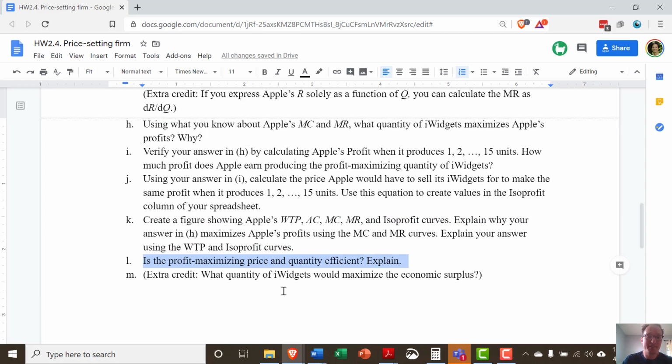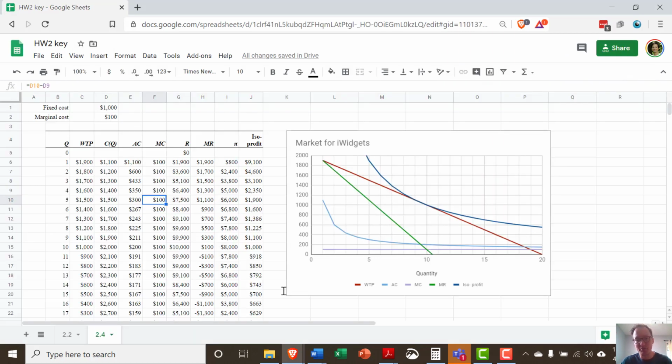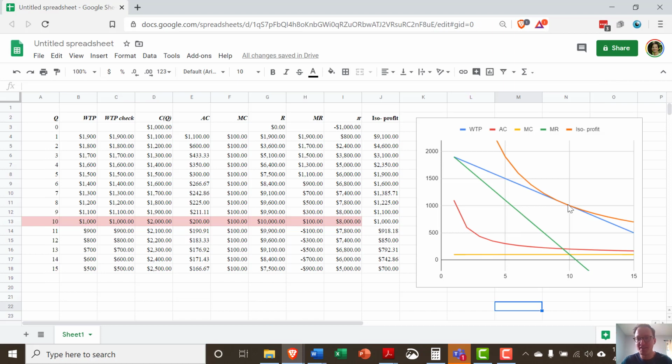Is the profit maximizing price and quantity efficient? Explain. So the important thing to understand about the price setting firm is they choose a price that's above marginal cost. Sorry, that's the wrong figure. They choose a price that's above marginal cost. They're charging $1,000, but it only costs them actually $100 to produce another unit. So that's inefficient. It means the next consumer, the 11th consumer, is willing to pay $900, for example, for an iWidget, and it would only cost the firm $100 to produce that iWidget.